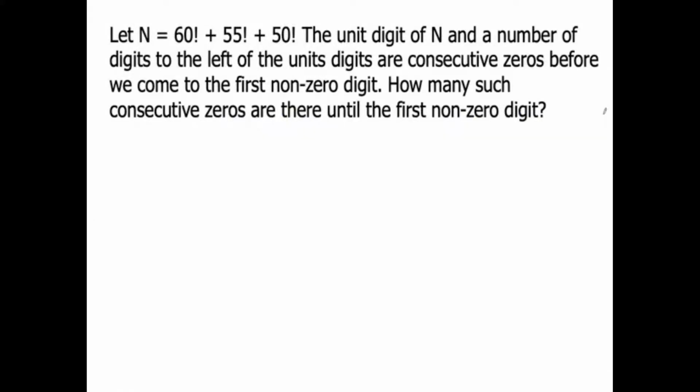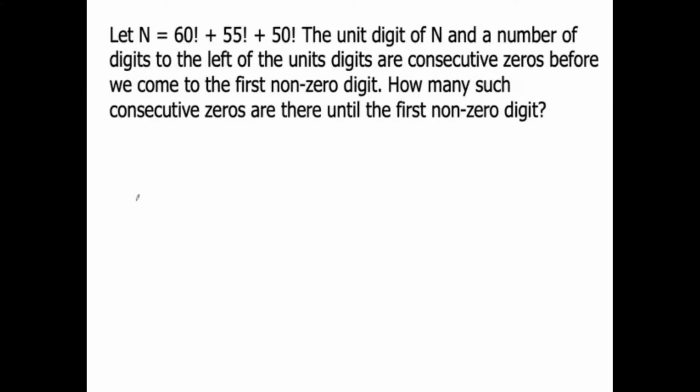Let n equal 60 factorial plus 55 factorial plus 50 factorial. The unit digit of this number n and a number of digits to the left of the units digit are consecutive zeros before we come to the first non-zero digit. How many such consecutive zeros are there until the first non-zero digit?